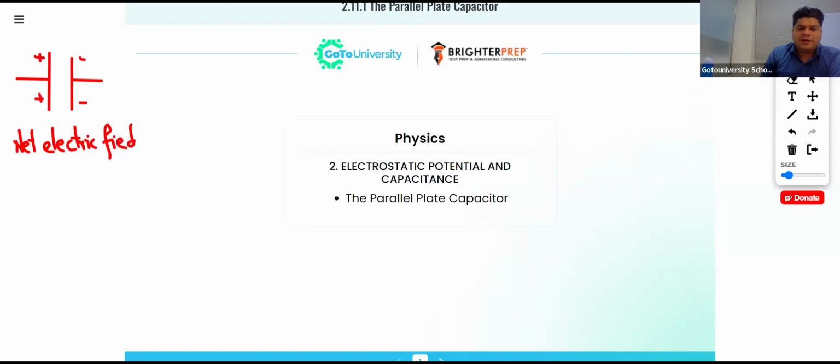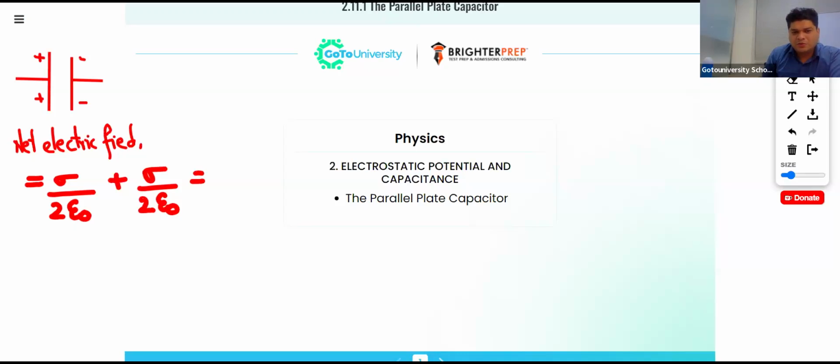because of the positive plate and because of the negative plate, your net electric field will be what? This will be equal to sigma over 2 epsilon naught plus sigma over 2 epsilon naught. So this will be equal to sigma over only epsilon naught. So your E formula is this.